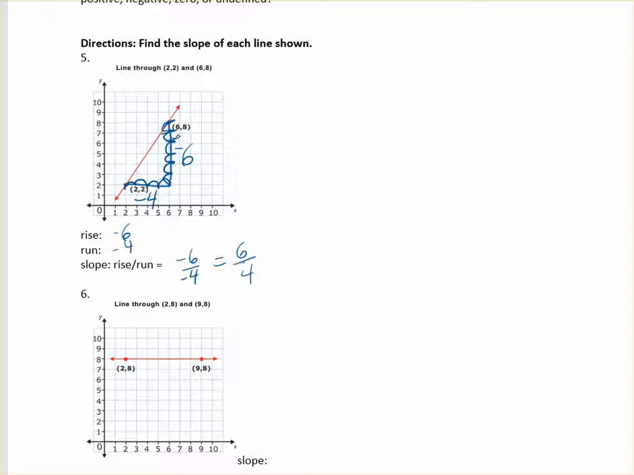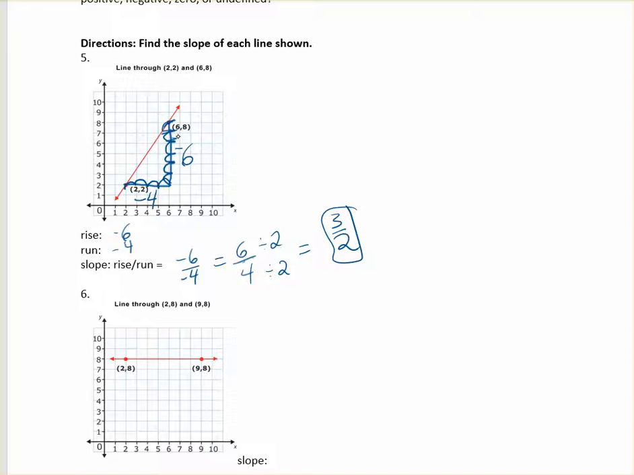Also, you could simplify that fraction. For this worksheet, you do not have to simplify your fractions, but I'm going to because we've been practicing simplifying ratios. So I could divide both of these numbers by 2 because 2 is a common factor of both 6 and 4. 6 divided by 2 is 3. 4 divided by 2 is 2. So this ratio of rise over run would be the slope, which is 3/2 or 3 over 2.